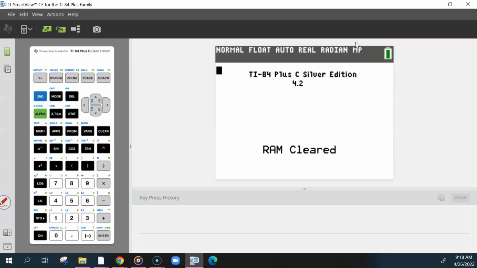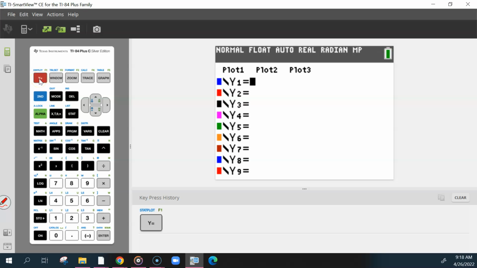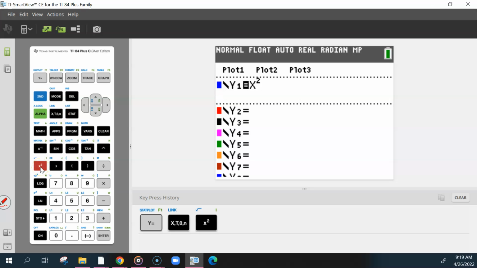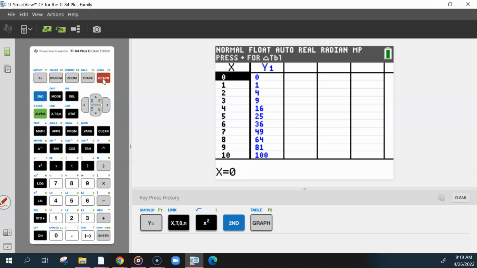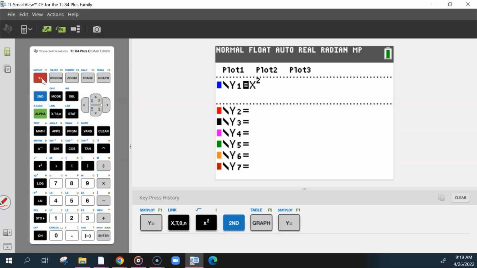In your calculator, go to y equals. Type in the function x squared. So not this one, because that'll just give you square, but an actual x and a square. Press this button for x and then the square. Then go into your table, second graph. So go y equals, type in your function, x, and then square.